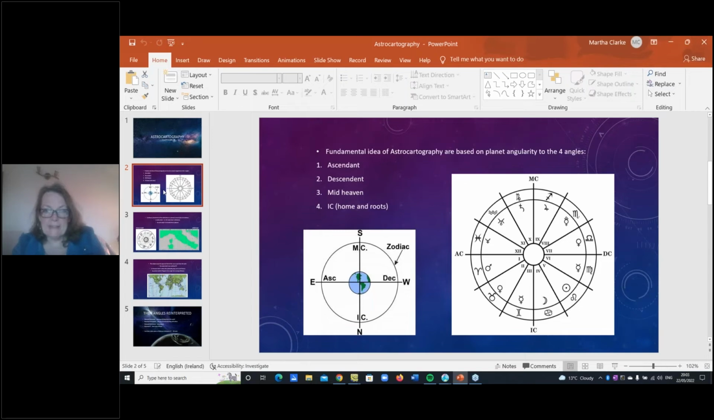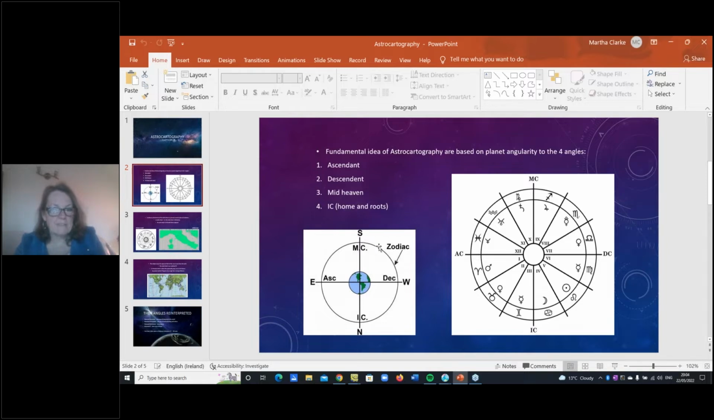The fundamental idea of astrocartography is based on planet angularity to the 4 angles. As you know, the ascendant over here is your role and how you show up in the world, and also how the rest of the world sees you. It's kind of like your default operating system in the background. Then the descendant, which is over here, is others that you bring into your life that very often teach you aspects of yourself that you don't really realize you need to learn. It's kind of like your shadow self.